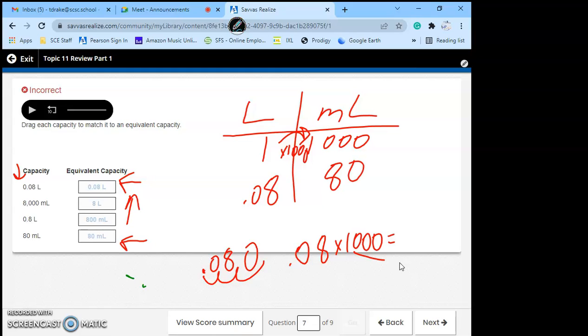So they actually wanted you all to flip-flop these. It's still equivalent. 0.08 liters equals 80 milliliters. If I was grading this, I would count it either way. So if you missed this one and you did 0.08 liters up here and 80 milliliters down here, I would count that as correct because they are equivalent. They equal each other. So do the other ones. So anyway, that's why that was marked incorrect, even though technically it is correct.